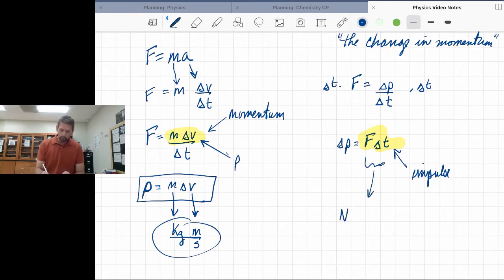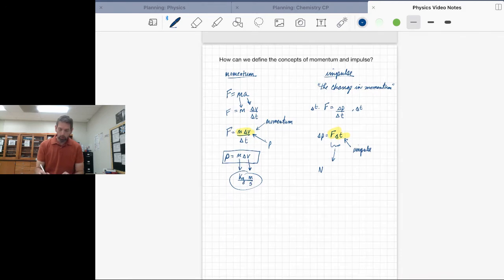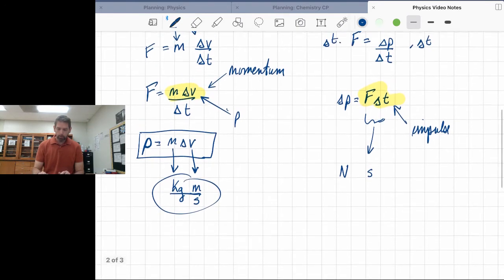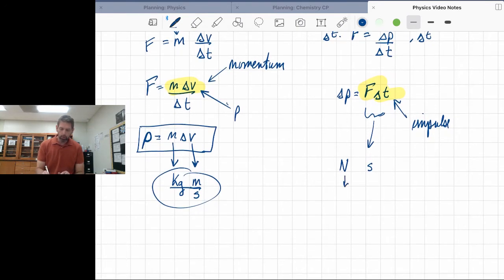Force, we know, is a Newton. And time, you know, is seconds. All right. So now let's think about this. A Newton is kilogram meters per second squared. So force times time means you're multiplying those two things together. So we're actually multiplying this side by seconds.